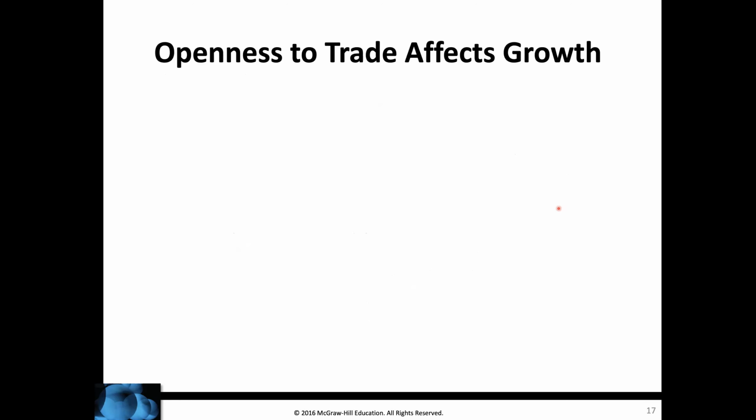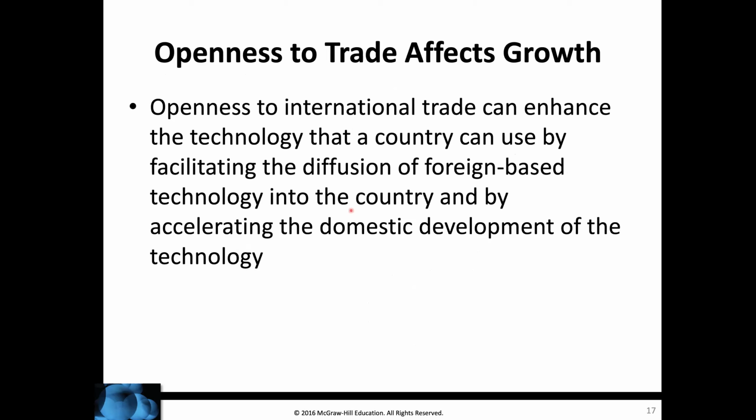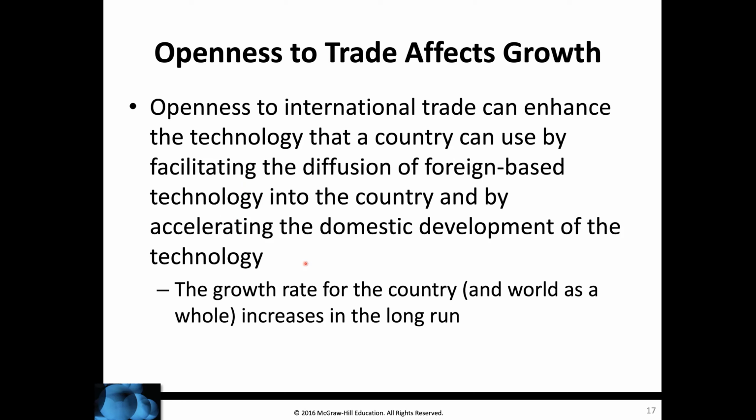Openness to trade also affects growth. Openness to international trade can enhance the technology that a country can use by facilitating the diffusion of foreign-based technology into the country and by accelerating the domestic development of the technology. The growth rate for the country and the world as a whole increases in the long run when we see this technology diffusing internationally.